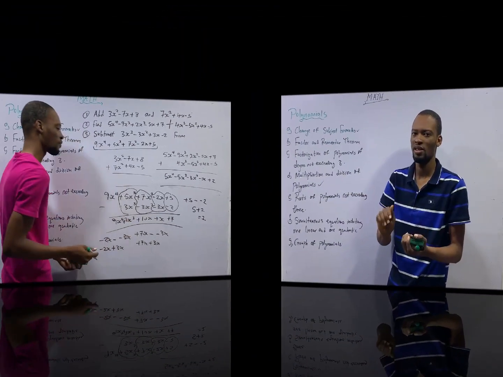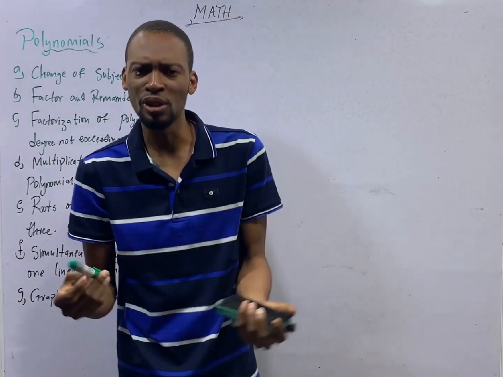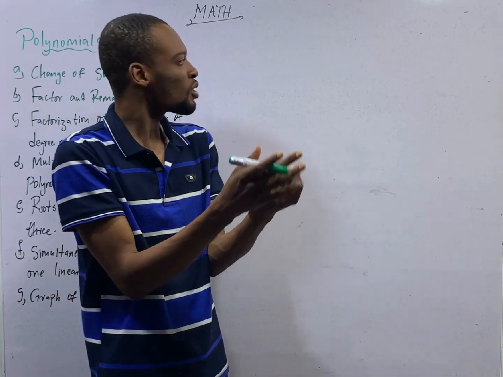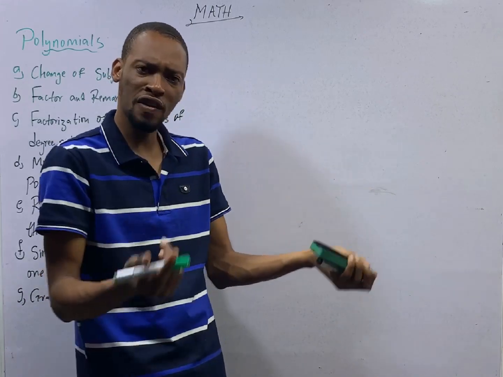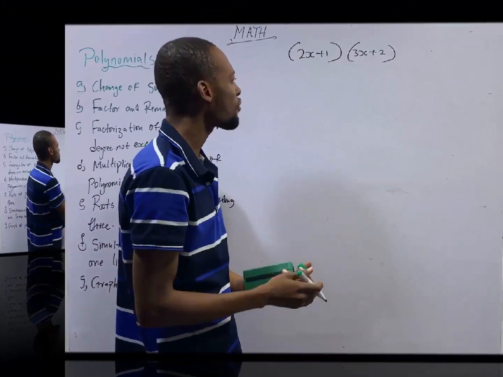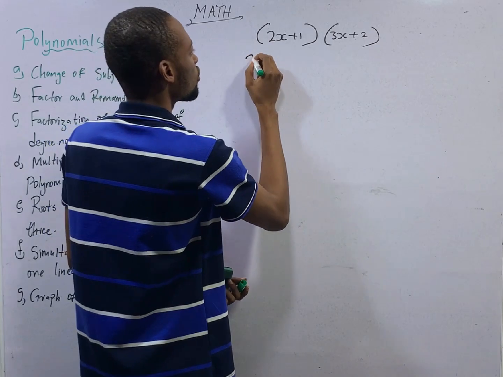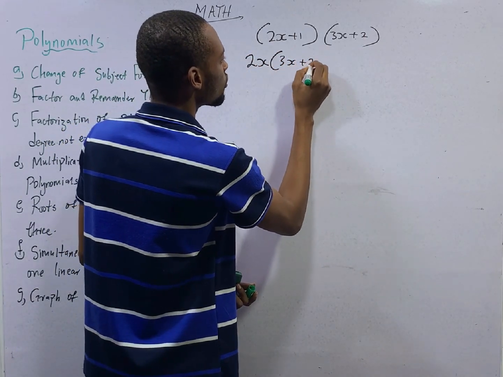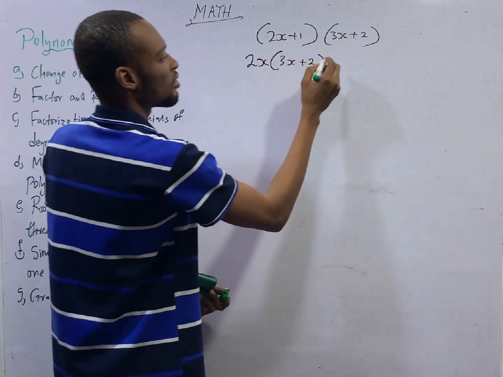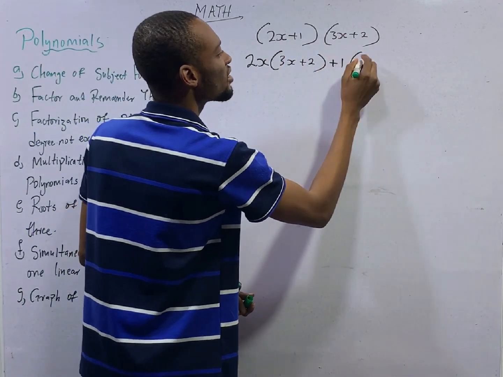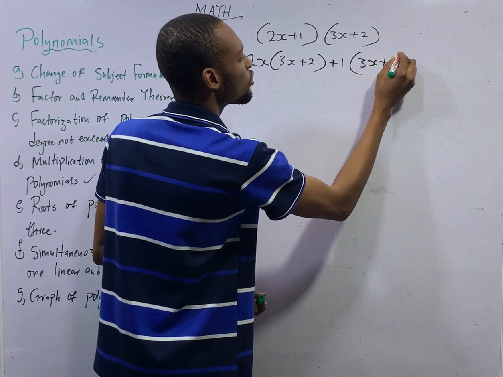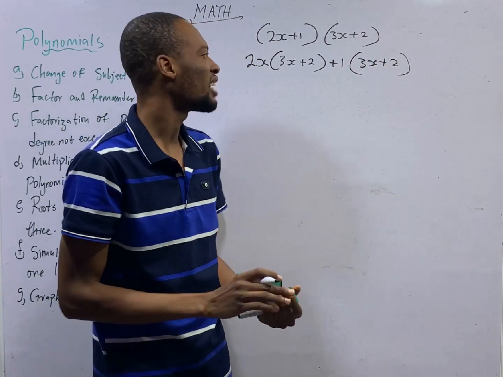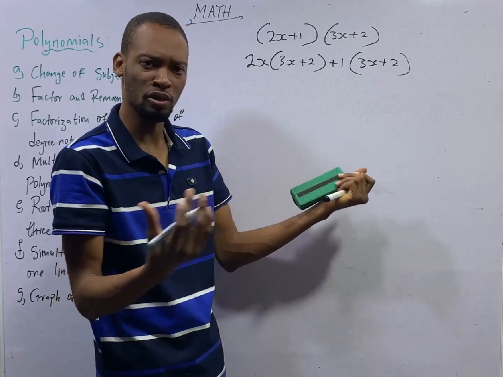So plus. Now, to multiply polynomials, it is the normal multiplication you know. You simply distribute one item over another. You therefore have something like this. 2s, then 3s plus 2. You write the second one plus 1, then you write 3s plus 2. You've distributed one over another. That is multiplication of polynomials.